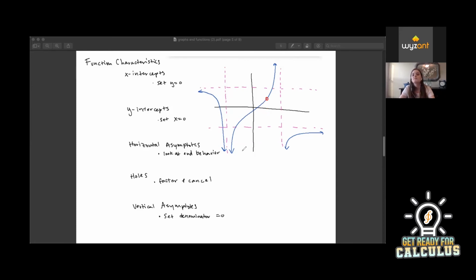And vertical asymptotes are places where they shoot to infinity or negative infinity, and it doesn't matter which. So this one, the y value shoots to negative infinity on both sides. That's a vertical asymptote. Up here, it shoots to positive infinity this way, and it shoots to negative infinity this way. That's still a vertical asymptote because it's still going off to infinity.